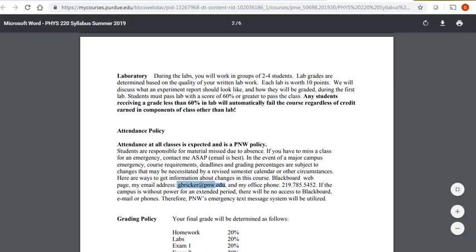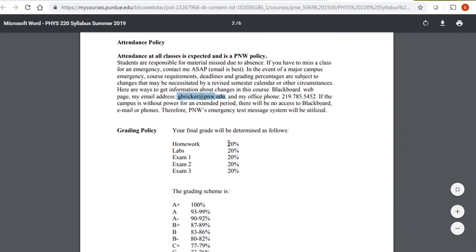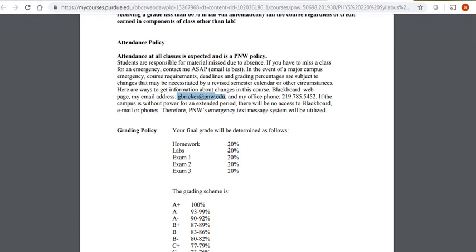Okay, good. Here's how the points break down. Homework is 20%. Labs are 20%. So 40% right off the bat you can control. There's no reason you can't get 100% on the homework and get a really good lab score as long as you put in the work. And then we have 3 exams through the summer, really in week 2, week 4, and week 6. Each of those are worth 20% overall for 100%.